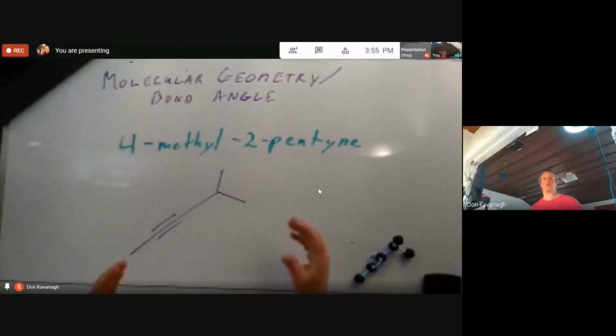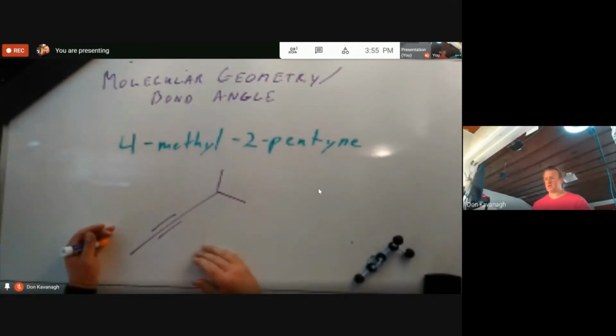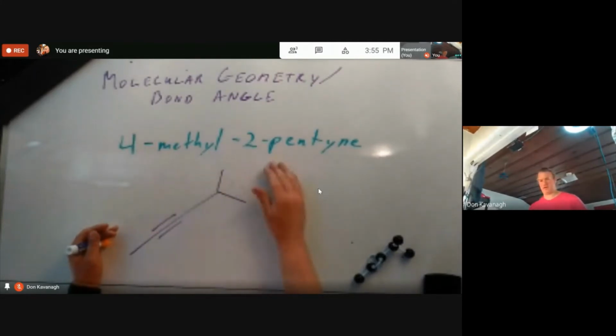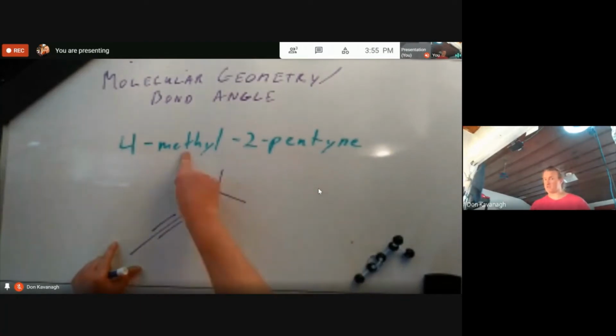The molecular geometry or bond angle around a triple-bonded carbon chain. 4-methyl-2-pentyne. Let's read it backwards and make sure the carbons in the structure match the carbons in the name. This has 5 carbons. This has 6 total.